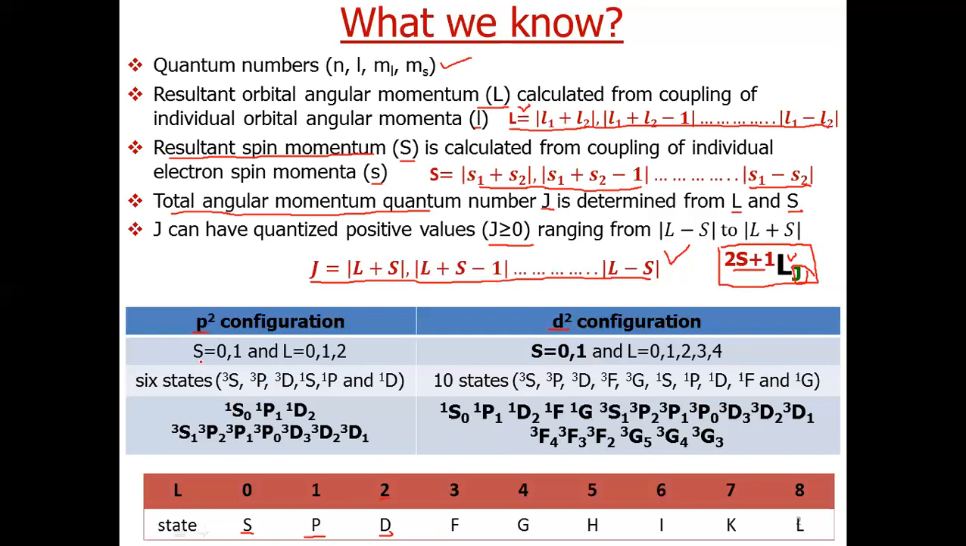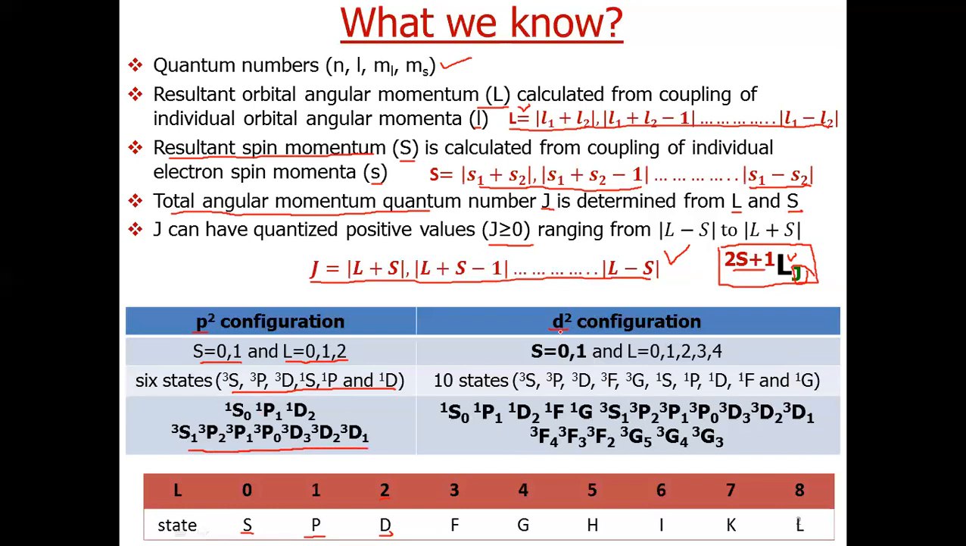For P2, capital S came out to be 0 and 1. It can have two values, and capital L can have three values, 0, 1 and 2. So if we do not consider J, then we get these six term symbols. By calculating the value of J, these were the total term symbols for a P2 configuration.